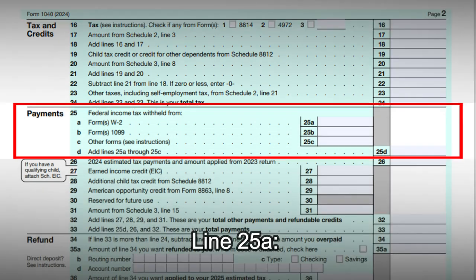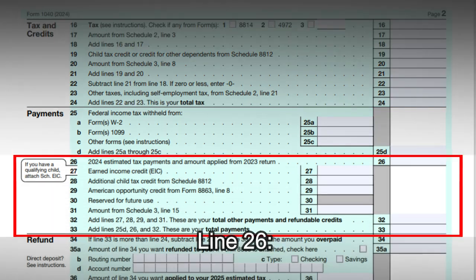Line 25A, federal income tax withheld from your Form W-2s, your employer-provided wage income. Line 25B, federal income tax withheld from your Form 1099s, for other income, like independent contractor work, interest, or dividends. Line 25C, federal income tax withheld from any other forms, could include forms like Form 1098-T for tuition, etc. Line 25D, this is the total of the amounts from lines 25A through 25C. This is your total federal income tax withholding from all sources.